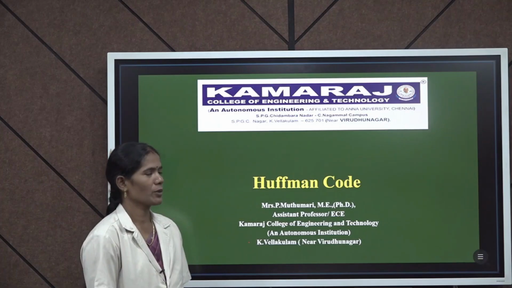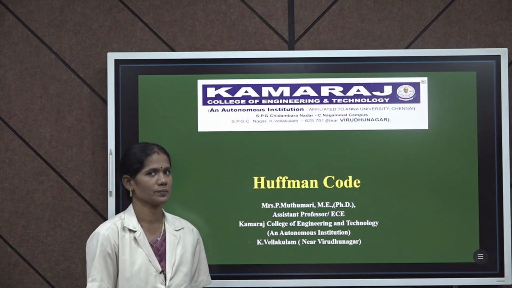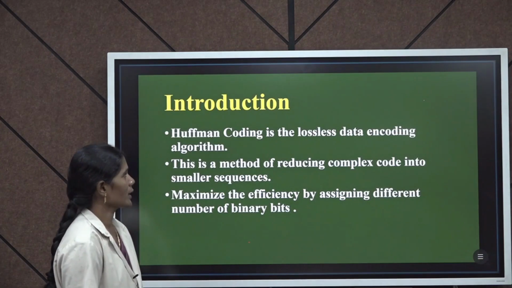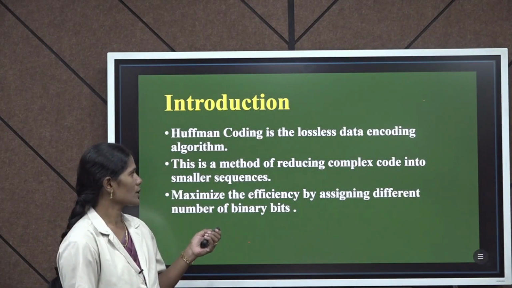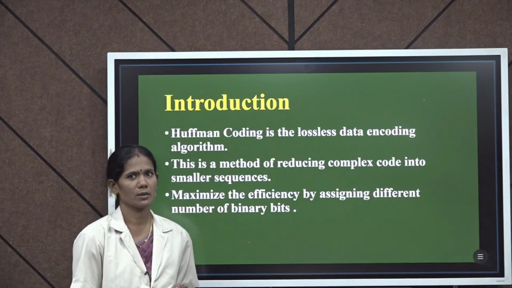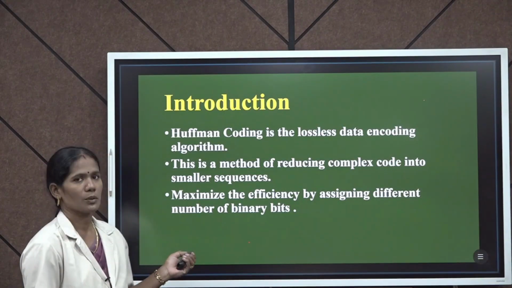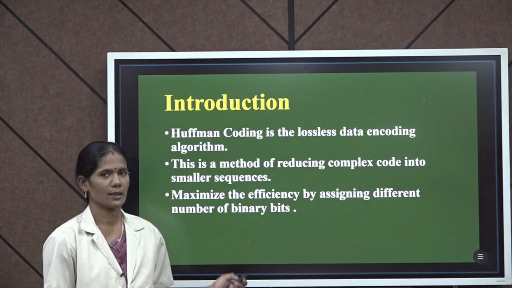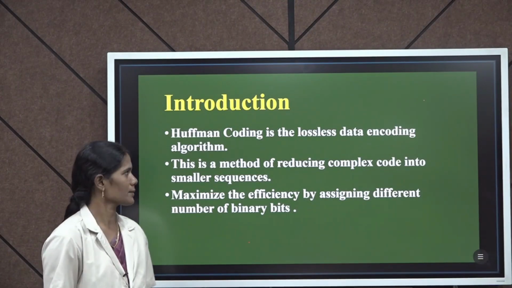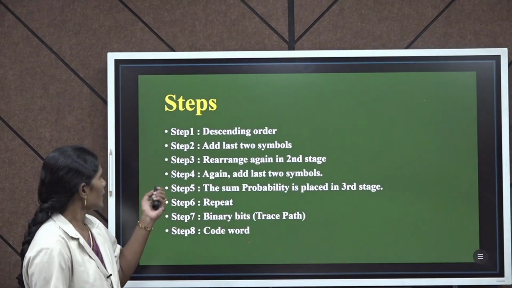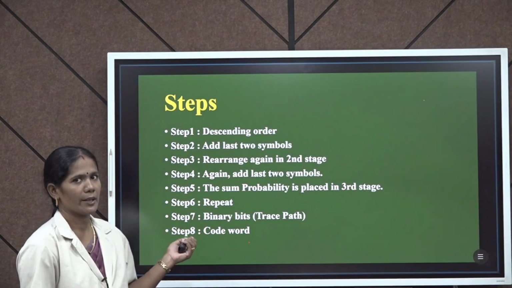In this video, I am going to discuss Huffman code. First, Huffman coding is a lossless data encoding algorithm. In this method, we can reduce a complex code into smaller sequences. This method is used to maximize efficiency by assigning different numbers of binary bits based on the probability of occurrence. So, in the following steps, we can perform Huffman code.